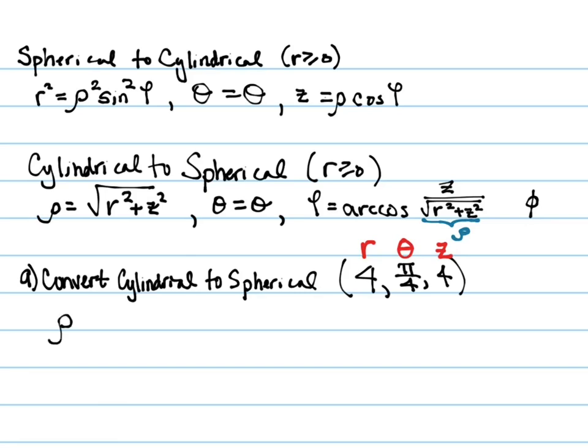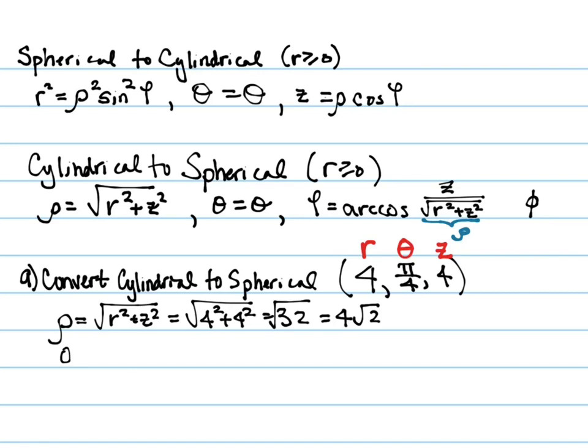So what is the equation that we had for rho, of the several that I just gave you, that would be applicable here? Yes, the square root of r squared plus z squared, and they both happen to be 4s. So 4 squared plus 4 squared is 32. And what is that when we simplify it? 4 square root 2. Cool, there's rho. We already said theta's theta, so I don't need to worry about that one.